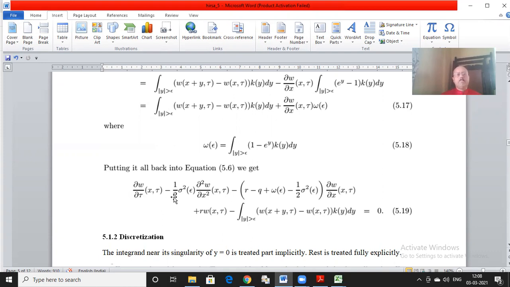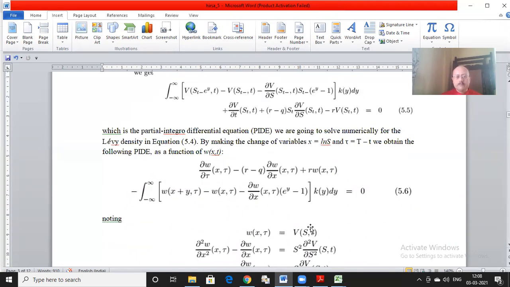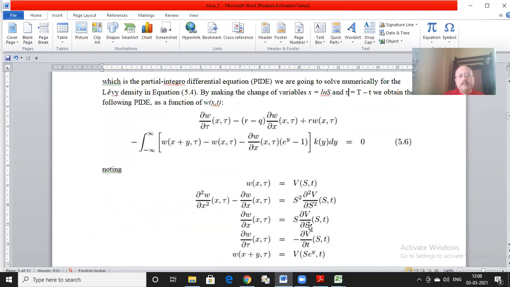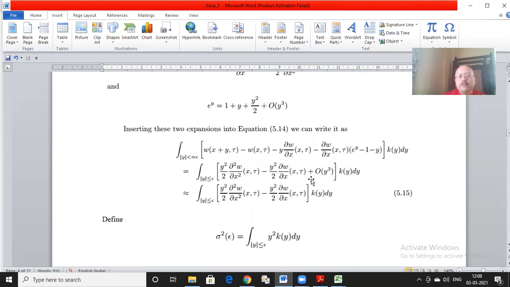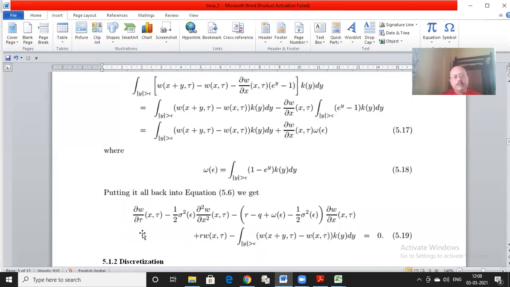Okay. So then how far have we progressed? So we started out with equation 5.6, after the change of variables. And we saw that essentially the challenge was in evaluation of this integral. The differential part we know how to handle. The integral was the challenge. So that integral challenge was split into two terms, near and far from 0.